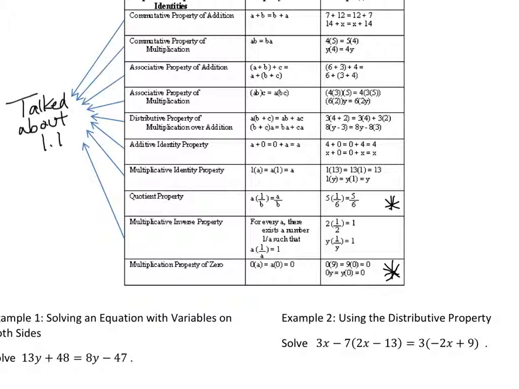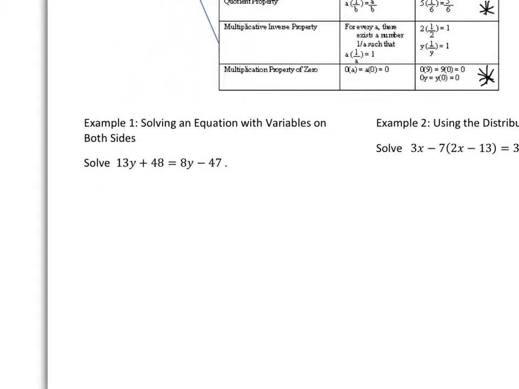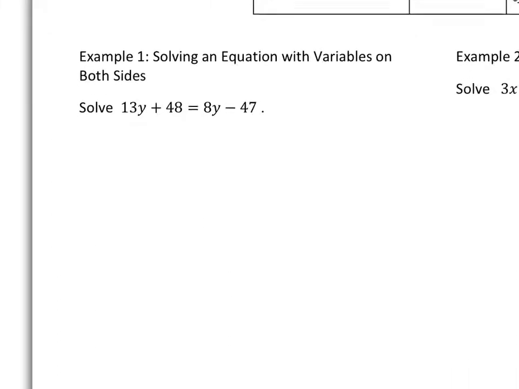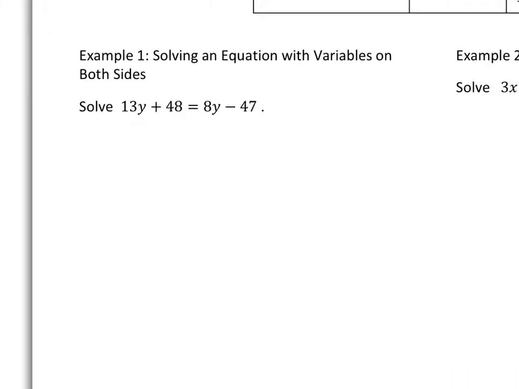Now this list, it's really, if you get stuck on a problem and you're not sure what to do, maybe go back to this list, find something that looks maybe similar and try that. Okay, it's just here to help you. So let's try the first one. Solving an equation with variables on both sides. So we're going to solve 13y plus 48 equals 8y minus 47.